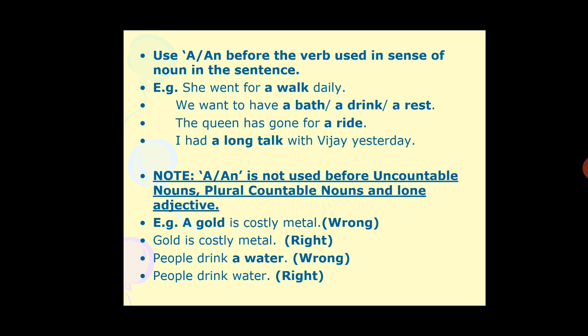That is a wrong sentence. You will have to say, "Gold is costly metal." Similarly, in the next sentence, "People drink a water." It is wrong. People drink water. So here, gold, water. In both the cases, you need not put article a or an.